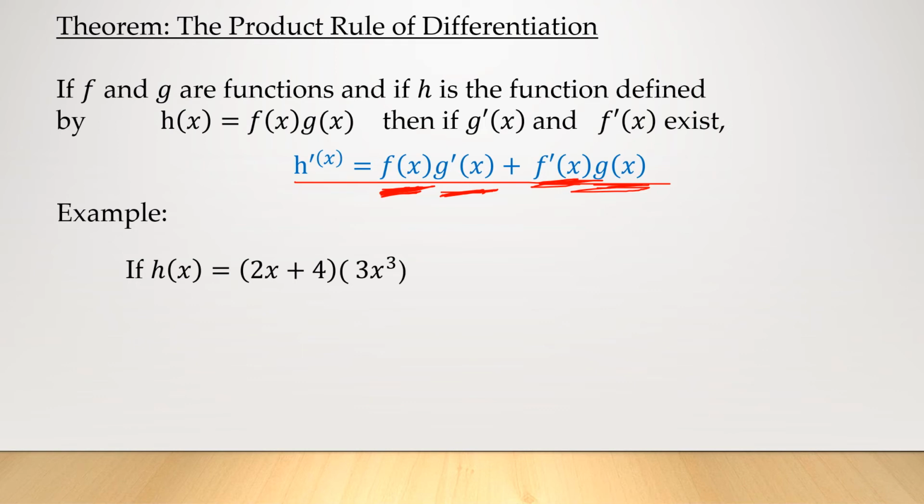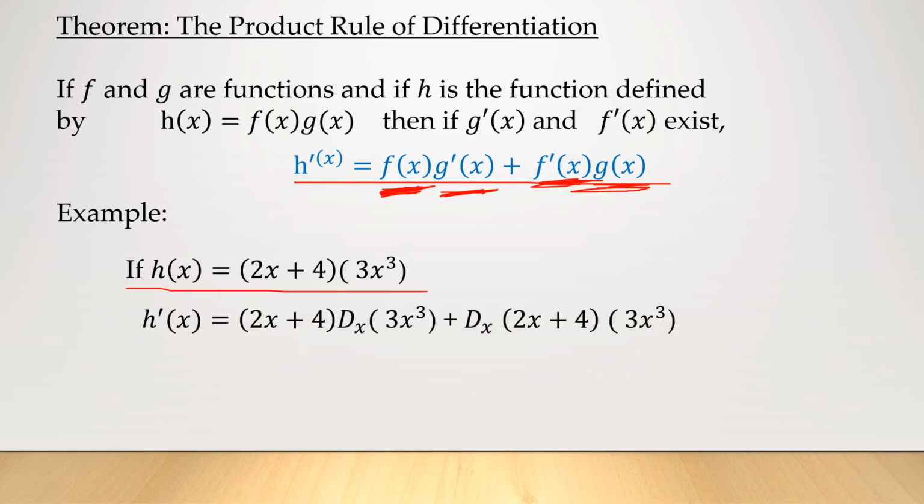So, ito yung example natin. So to get the derivative of h, so ganito yung ginawa natin. Yung first function natin, which is ito, 2x plus 4. So ganun pa rin siya, 2x plus 4. Then, we will multiply it to the derivative of the second function. So, we will get the derivative of the second function. Plus, this time, we will get the derivative of the first function, then multiply it to the second function.